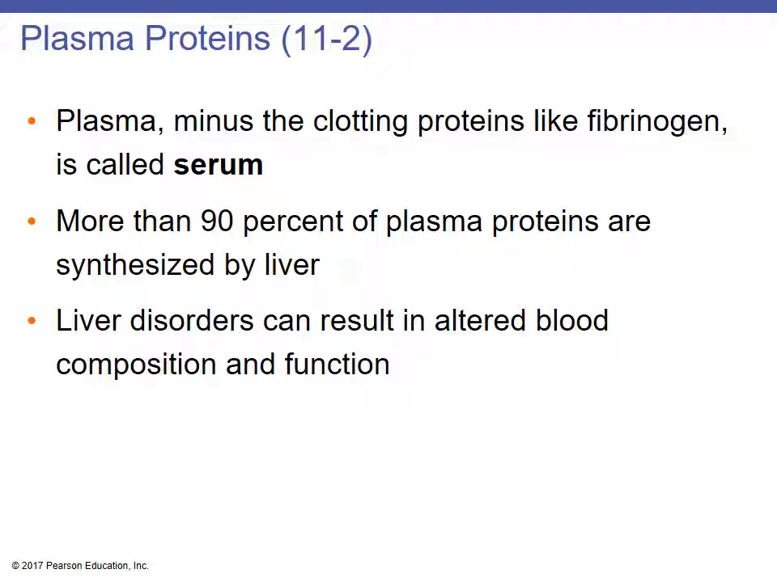So 90% or more of the blood plasma proteins are synthesized by the liver. Liver health is crucial to healthy blood. The erythron absolutely depends on good liver practices. Liver disorders can be monitored, but predictably can also result in altered blood composition and function.